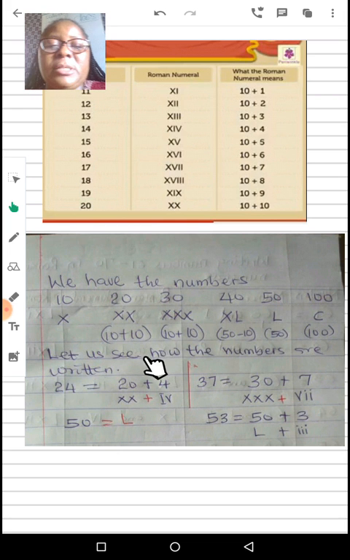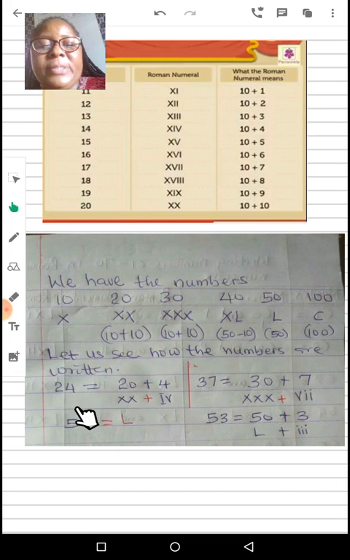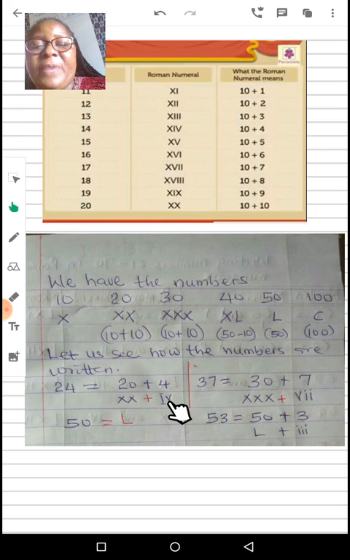So let us use this method. Here we say let us see how the numbers are written. For example, you're given 24. Can you see my hand here? My finger is pointing to 24. 24 is 20 plus 4. That is 20 is XX plus IV. That is XXIV. That is 24.